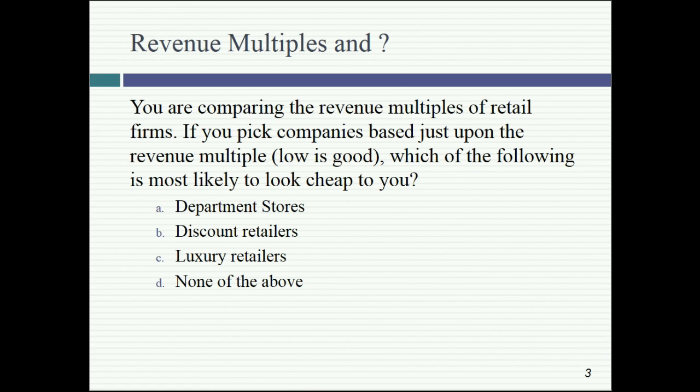Why are some companies trading at low multiples of revenues and others at high multiples of revenues? And the clue is somewhere in the choices I've given. Which of these companies is going to look cheapest to you if you just list them all out based on low to high in terms of revenue multiples?